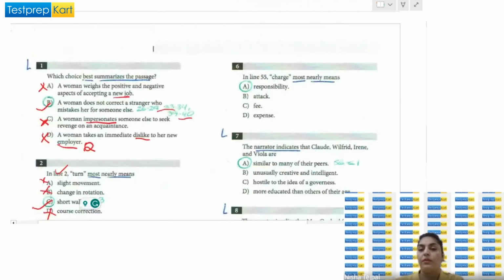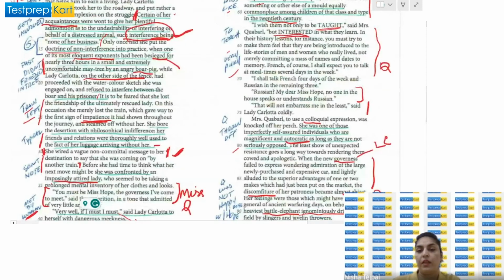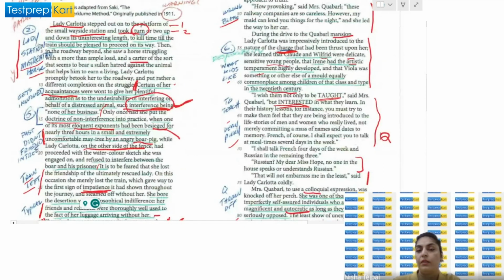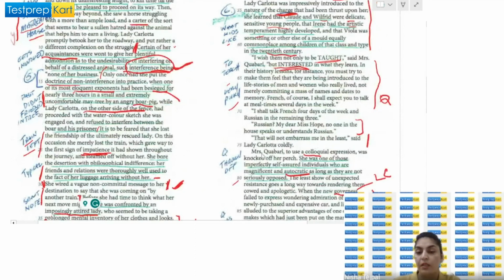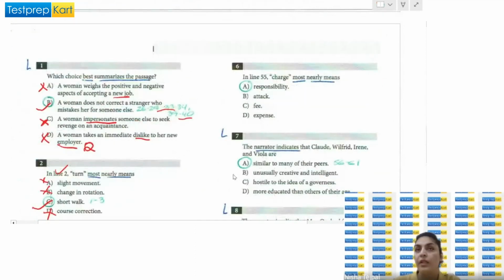Okay, question 6 says, in line 55, charge most nearly means what? Responsibility, attack, fee, expense. Line 55 here: During the drive to the Quabal mansion, Lady Carlotta was impressively introduced to the nature of the charge that had been thrust upon her. So charge means the responsibility, the duties that she had to take care of.